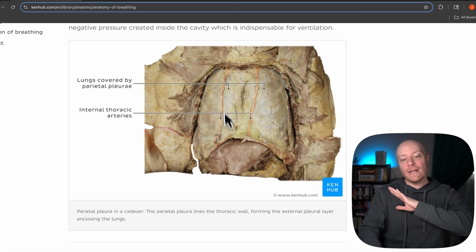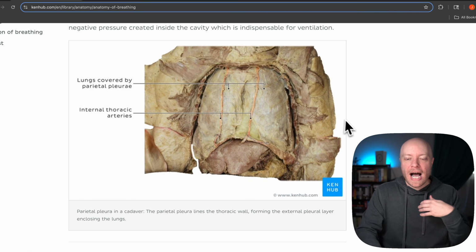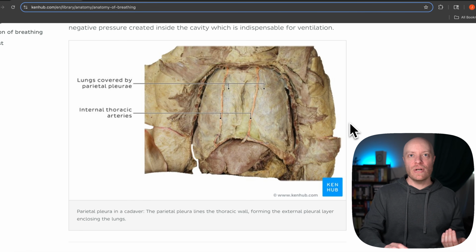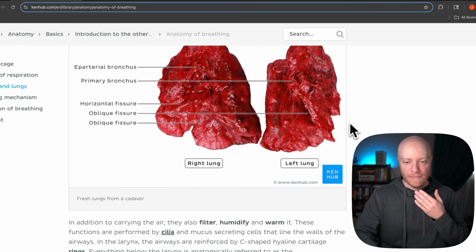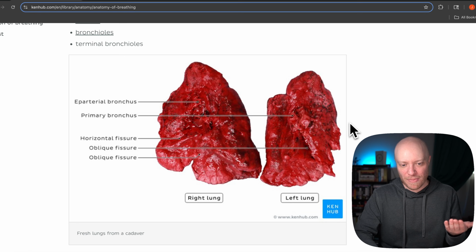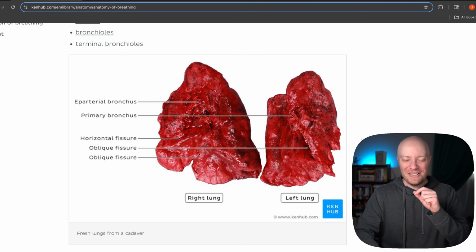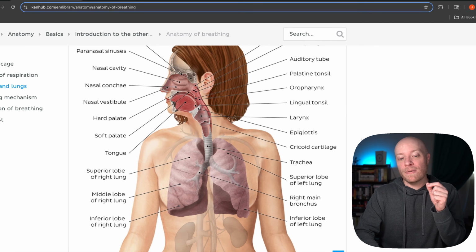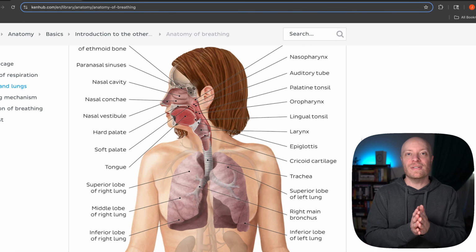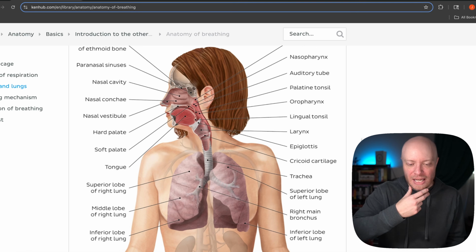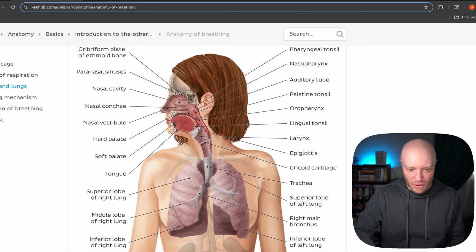Now, before we break down what the pleura is, I think we should probably start with how breathing works. So I'm going to scan up here. That's a really cool image, by the way. You can see some real lungs there. I'm using a 100% free article here on Kenhub, and we'll leave the link down in the description below. You are welcome to follow along.